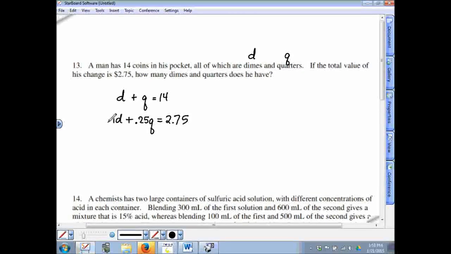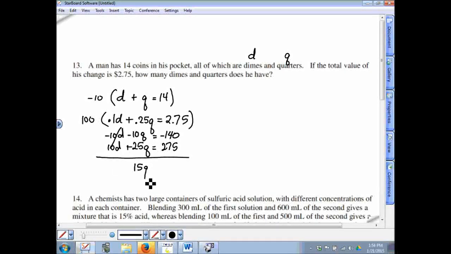Each dime is worth 10 cents, so the total value of all the dimes is 10 cents times the number of dimes you have. Total value of a quarter is 25, so the value of all of his quarters is 25 cents times the number of quarters. Add that together, it should be 275. Now I'm going to multiply this bottom equation by 100, so we don't have to use decimals. This is going to be 10d plus 25q equals 275. And then I'm going to multiply this top equation by negative 10. That's negative 10d minus 10q equals negative 140.